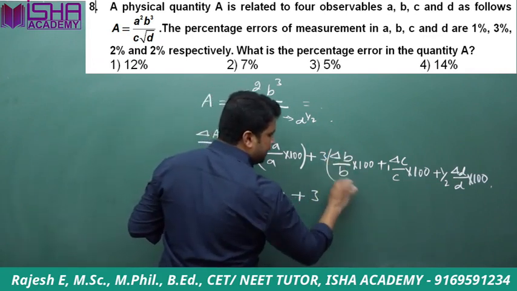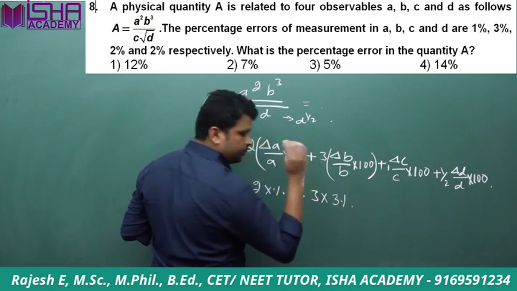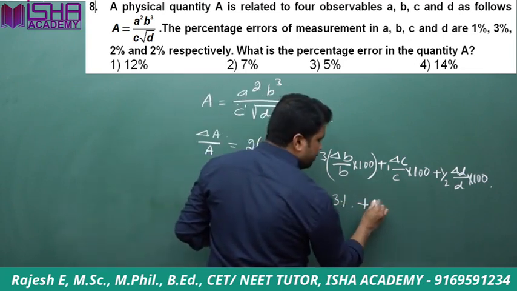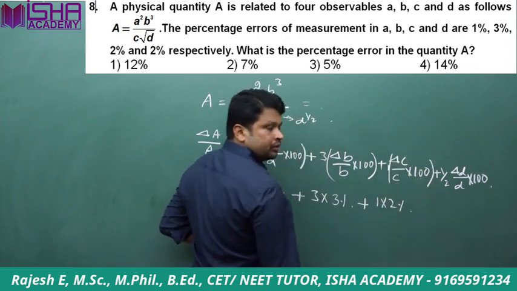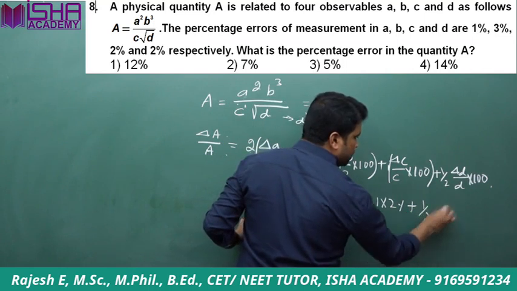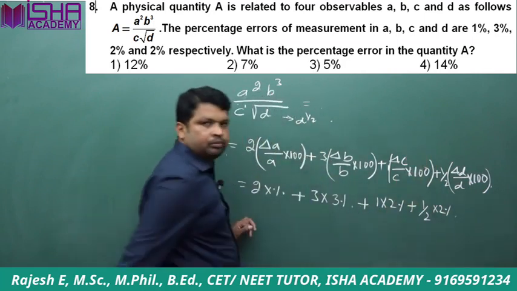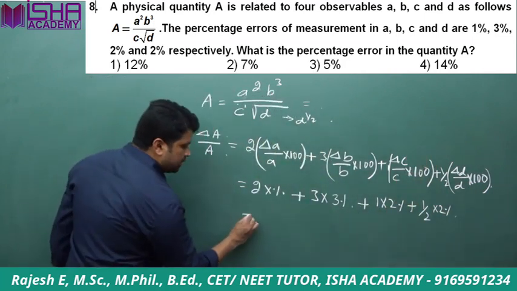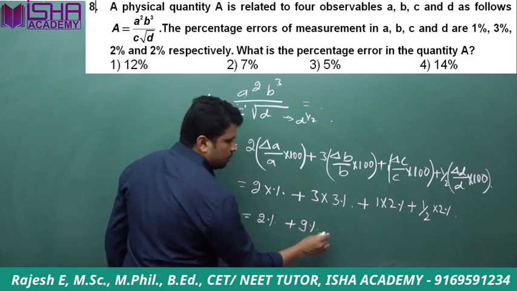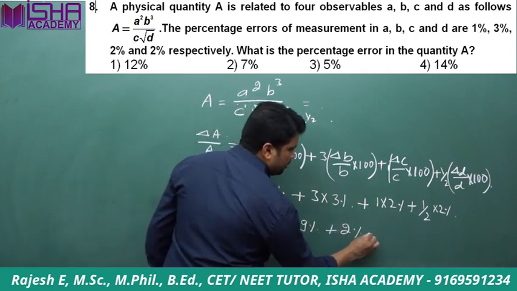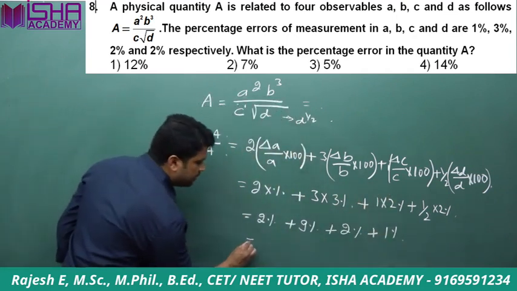3 into this error is given, that is into 3%. This error is given, 1 into 2%. Plus 1 by 2 into this error is given, that is 2%. So how much is this? This is 2% plus 9% plus 2% plus 1%. How much is this? 14%.